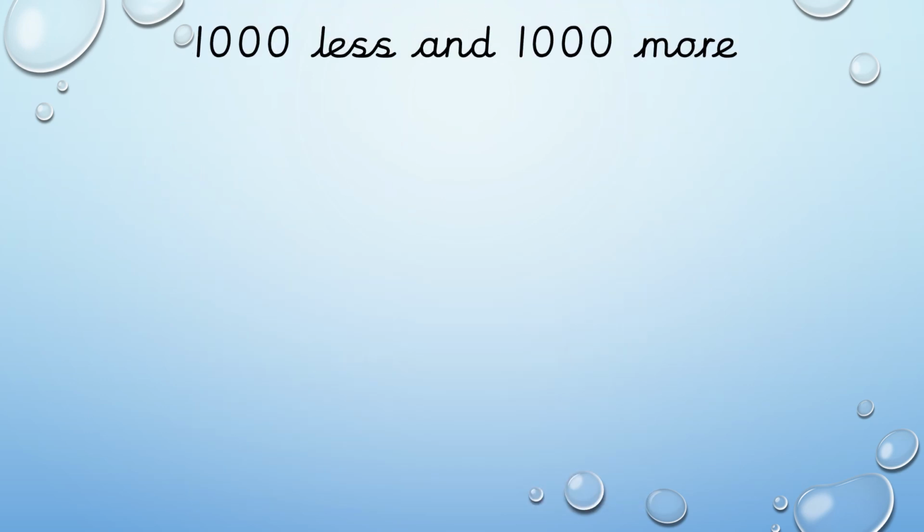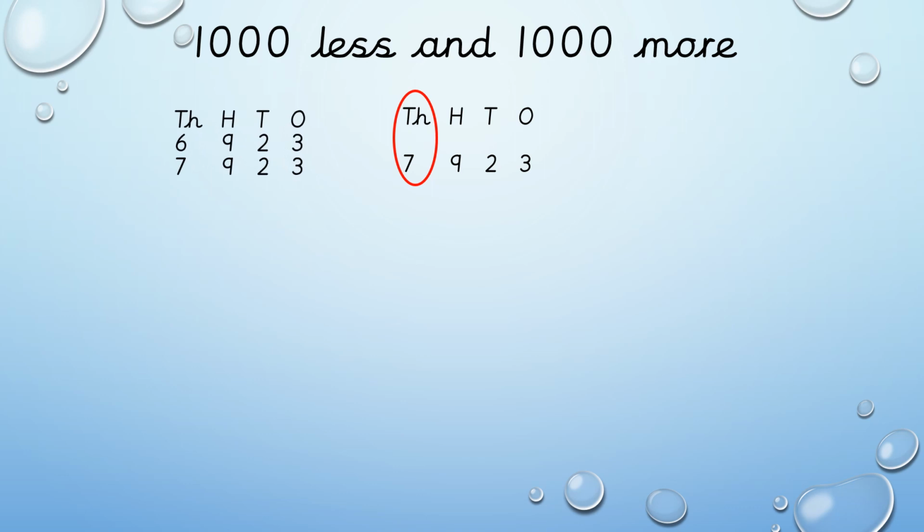Let's find 1,000 less and 1,000 more than a given number. Just as before, our place value knowledge is key. Let's practice using the number 7,923. Which column do we need to focus on? The thousands. Perfect. So 1,000 less would be 6,923. Great. Remember, only the thousands digit alters.